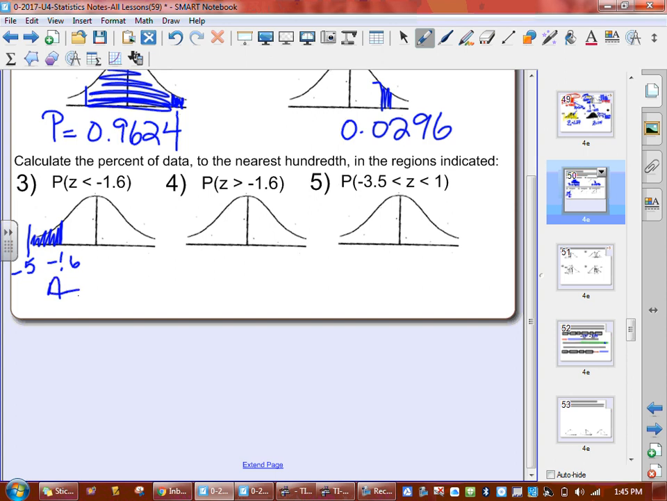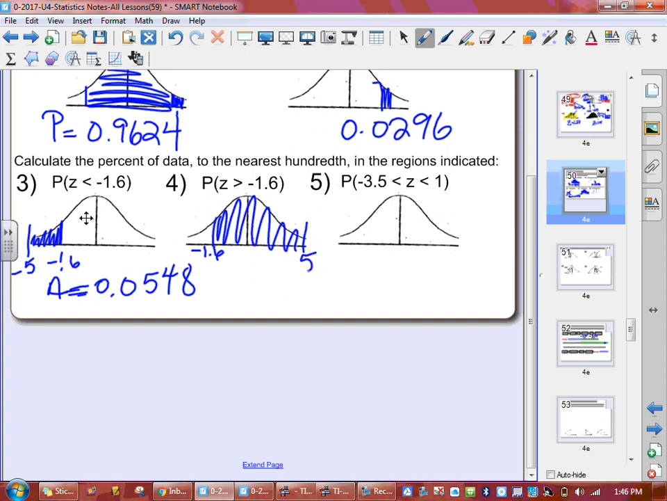This one, number 3 and 4, they're the opposites. Because this one wants to go from the negative 1.6, now it wants it to the edge of the other one, which is positive 5. So how can I find this without really using my calculator steps? Subtract from 1.0. So I could subtract this number from 1.0 or use the calculator. You're going to get the exact same answer. So the probability is 0.9452. That's number 4. So 0.9452, or 94.52%.